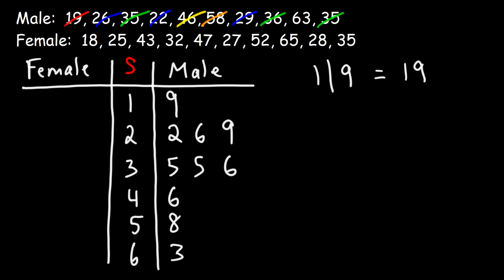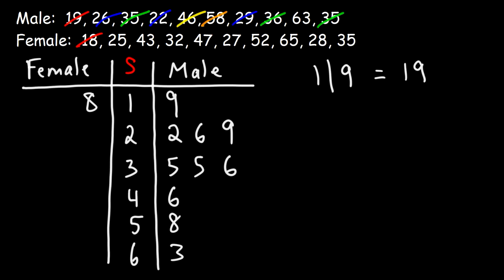Now let's move on to the ages of the females. So we're going to use the left side. So the first one that we have here is 18. So all we need to do is put an 8 on the left side. So this corresponds to 18. You have to read it this way.